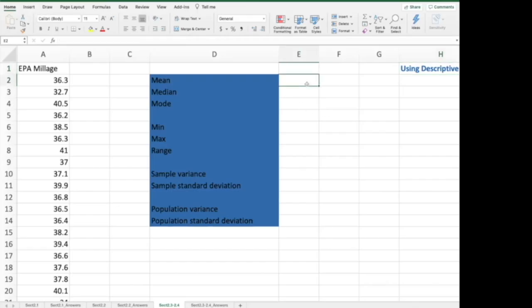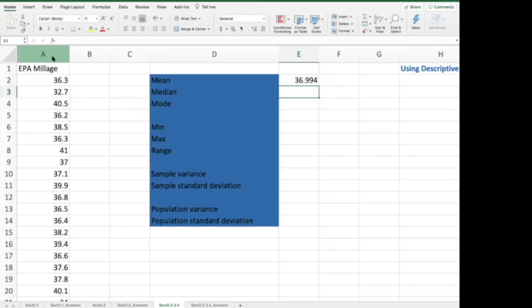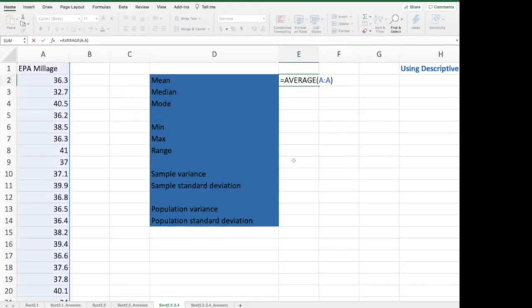For example, if you would like to find the mean of this data, you will start with the equal sign and then AVERAGE. Just start to write average, and you will find it in this small menu. Then select the data you have in the first column and then enter. So the average, as you can see, is 360.994. Again, this is the equation: average, and select the data in the first column.